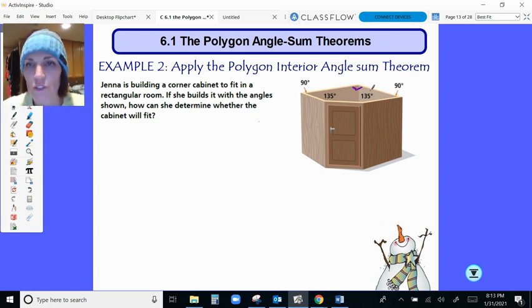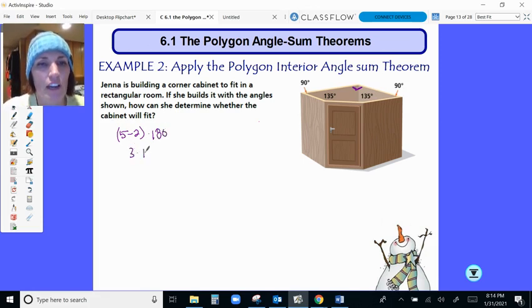This is a 1, 2, 3, 4, 5-sided polygon. So a 5-sided polygon should be 5 minus 2 times 180 degrees. That's going to be 3 times 180 degrees, which is 540. So that sum should be 540 degrees, okay?